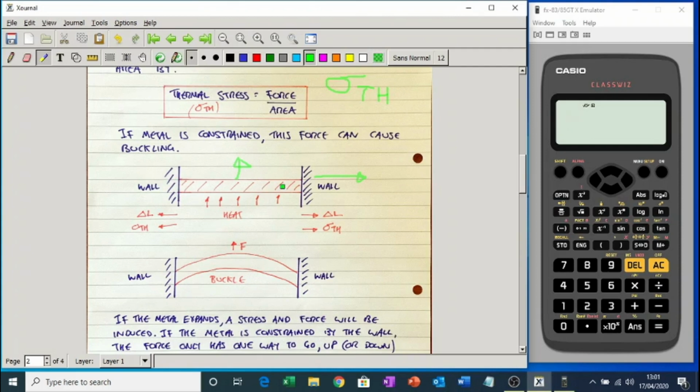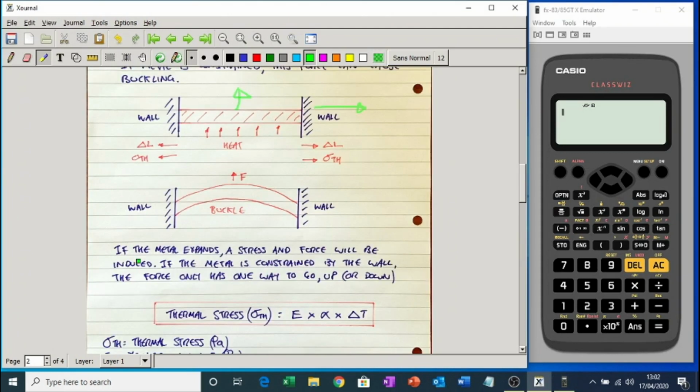Obviously, if these walls can move a bit, or we can expand a bit, then it's not too bad. But that's why you get buckling of train tracks or buckling of metal, because the force has got to go somewhere. So the metal expands, and a stress and force will be induced.